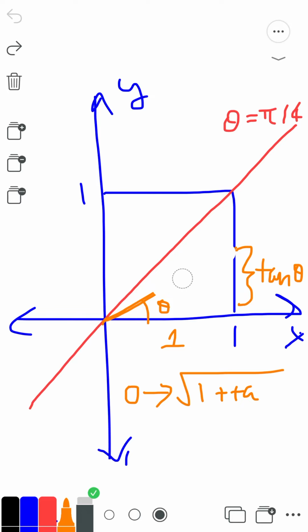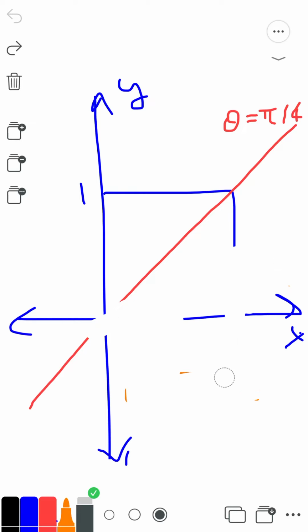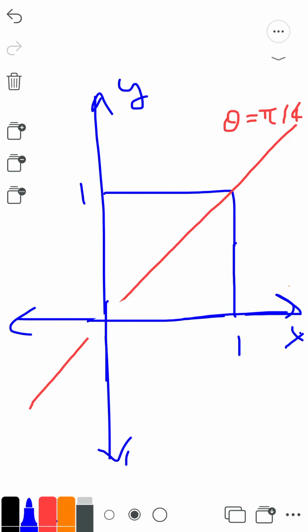Actually, I don't need to erase that. Oh man, I messed up with the drawing. Oops. Alright, that should be good enough.